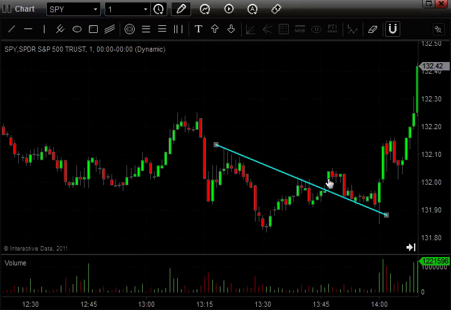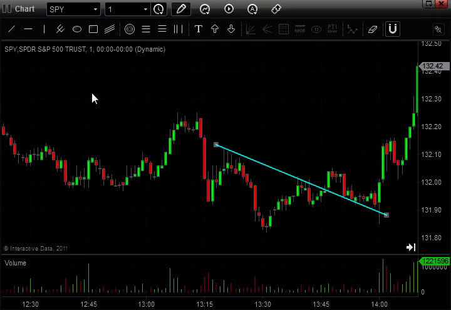And once that neckline is broken, sometimes, many times actually, it comes back and tests it. But once that neckline is broken, that's the confirmation of the head and shoulders pattern. So you can see on the downtrend, it made a head and shoulders pattern and then broke through the neckline, came back to test, and then continued up.